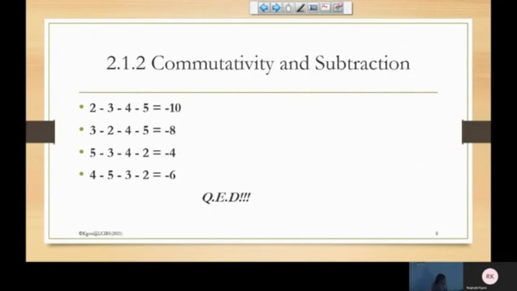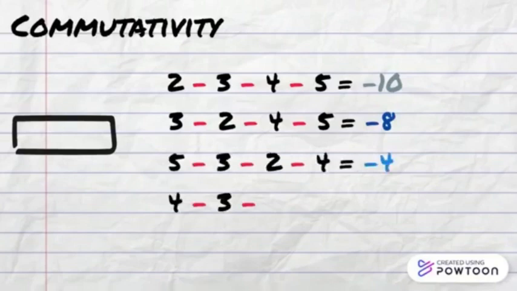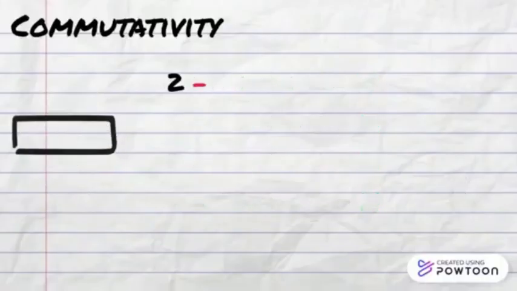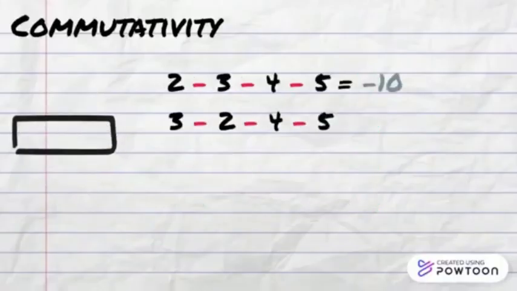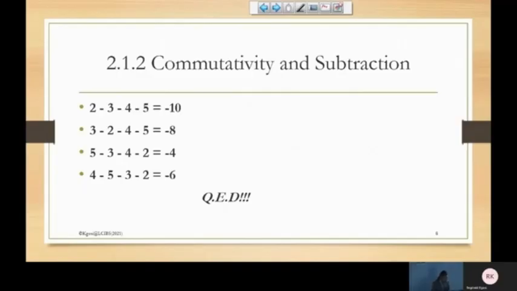So if you try commutativity with subtraction, we find that we use the same four numbers, 2, 3, 4, and 5, and then we keep rotating their positions, alternating, commuting them. In other words, you see that the first one gives us negative 10, but if you move them around, do the same thing, you realize that the answer is now different. It's now negative 8. You move them around, the answer becomes different again, depending on which number is in which position. So we see here that therefore subtraction is not commutative.